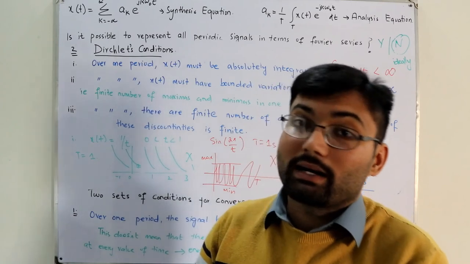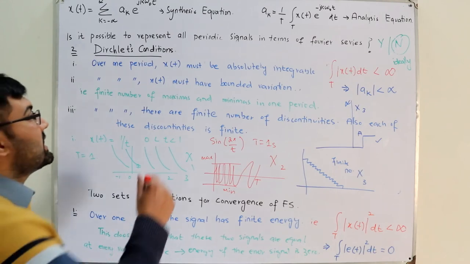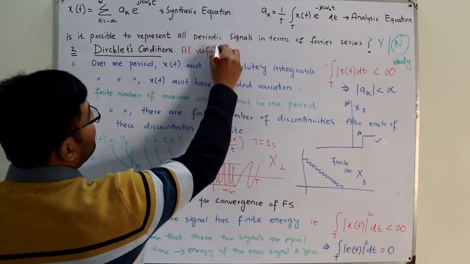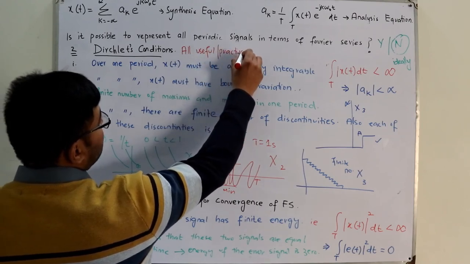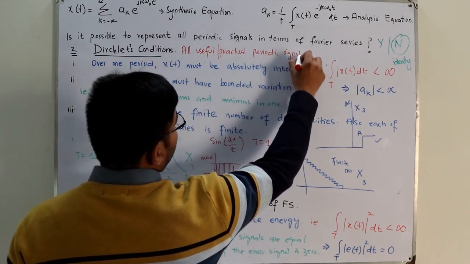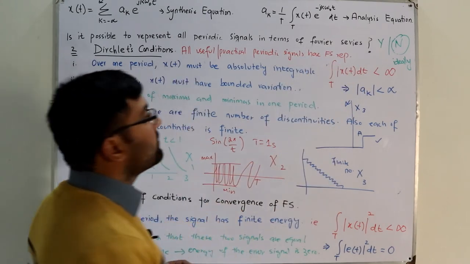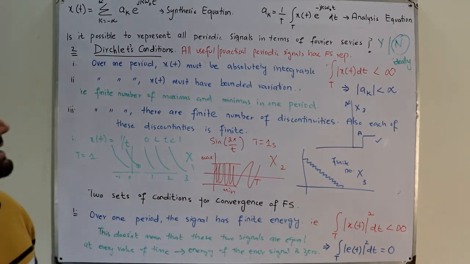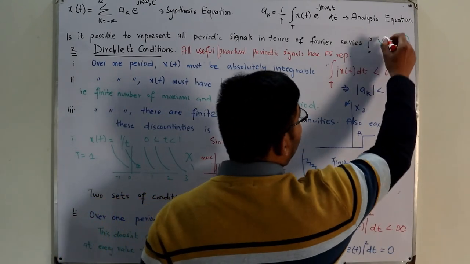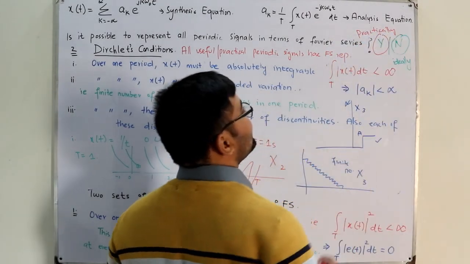So I could give the answer to my question in one other way. I could write that all useful, practical periodic signals have Fourier series representation. All useful periodic practical signals have Fourier series representation. So ideally, theoretically, mathematically, my answer was no, but my answer is yes if I talk about it practically.